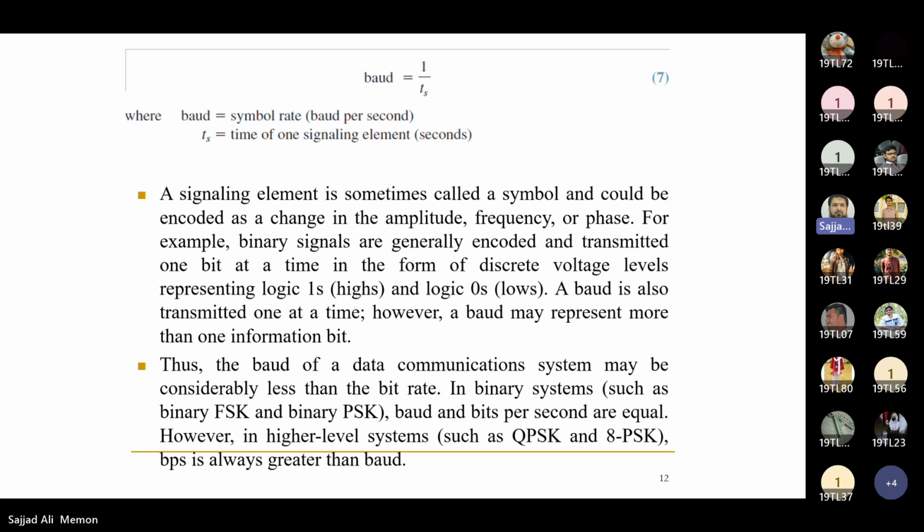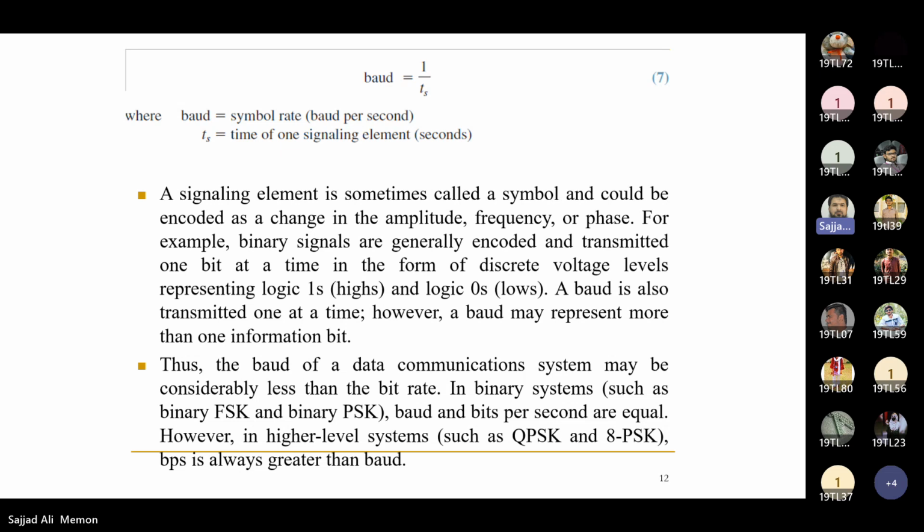A signaling element is sometimes called a symbol and could be encoded as a change in the amplitude, frequency, or phase. For example, binary signals are generally encoded and transmitted 1 bit at a time in the form of discrete voltage levels, representing logic ones and zeros. A baud is also transmitted one at a time. However, a baud may represent more than one information bit. Thus the baud of a data communication system may be considerably less than the bit rate.